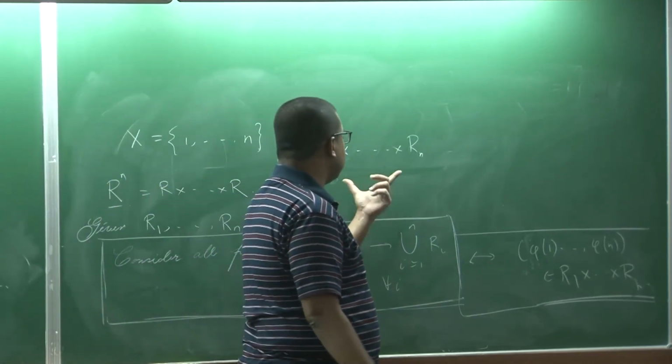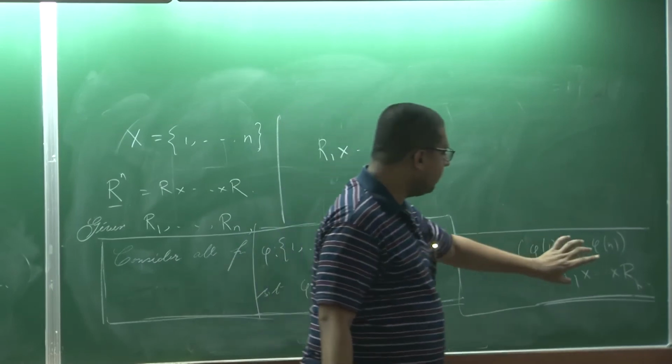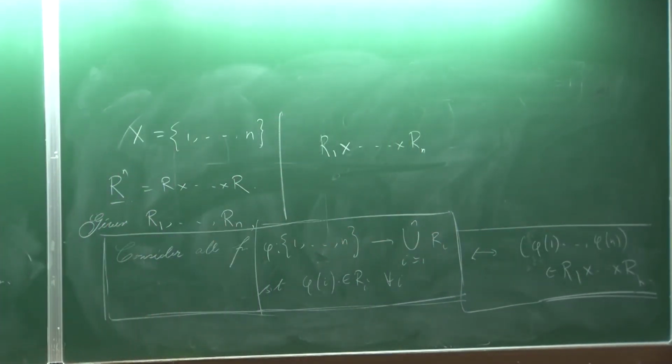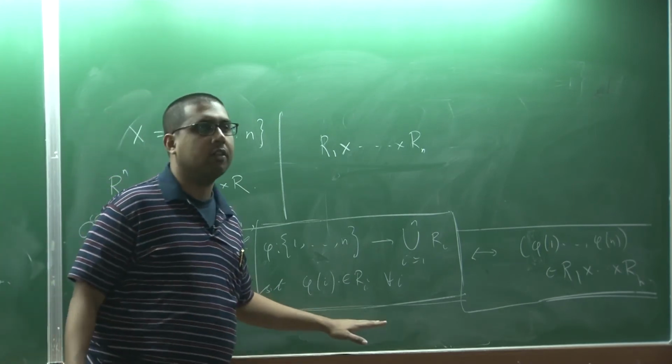So this consists of all tuples a1 up to an, where ai is in Ri, right. This consists of precisely all tuples of that form. Now any given tuple of that form can be equivalently viewed as a function of this form, okay.